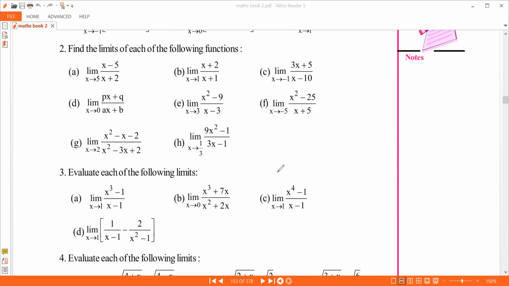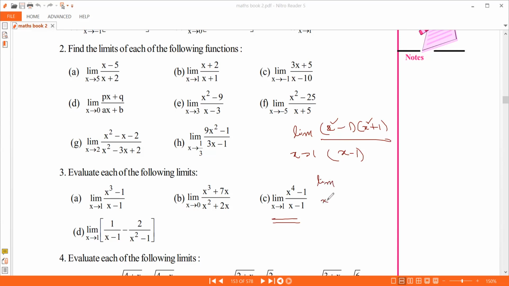We'll see this one. You give it a try. Limit as x tends to 1 of (x power 4 minus 1) divided by (x minus 1). Okay, I will do it. x power 4 minus 1 can be written as (x square minus 1) into (x square plus 1), divided by x minus 1. And now x square minus 1, once again I can split.